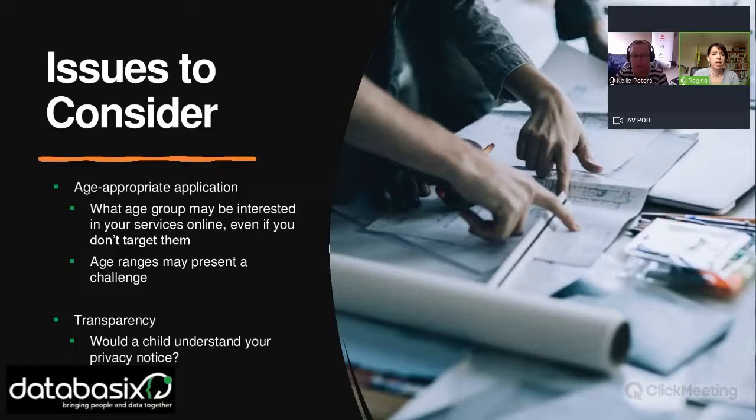So have a think about the age groups that could be interested in your services, even if you're not targeting them. I'll use us as an example. We offer our training online around data protection. If you've got 16 to 18-year-olds at college doing business, they may well think, that could be really good for me. They may find this webinar or some of the other webinars we've done interesting. We don't charge for these webinars, they're free, but they could be of interest. So we are going through the process of reviewing all the things we've talked about, including how we make sure that our privacy policy is child friendly.